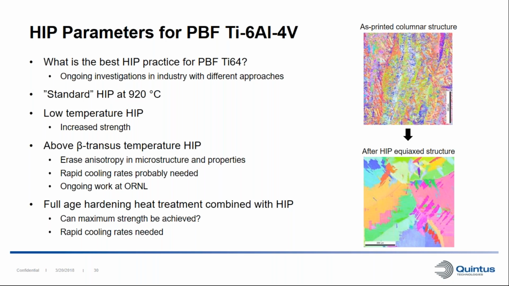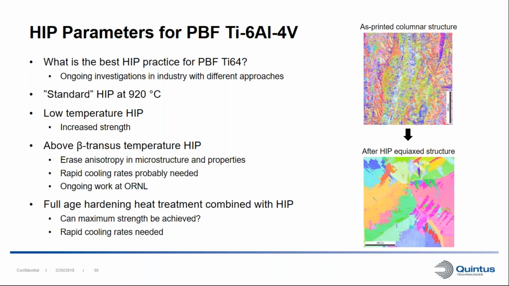Today in the AM industry, there are investigations going on looking at what is the best HIP practice for powder bed fusion Ti-6Al-4V. So, for example, we have this standard HIP cycle, which is performed at 920 degrees Celsius. We also have this approach for low temperature HIPing that I just showed you, that we can get higher strength with that type of cycle.